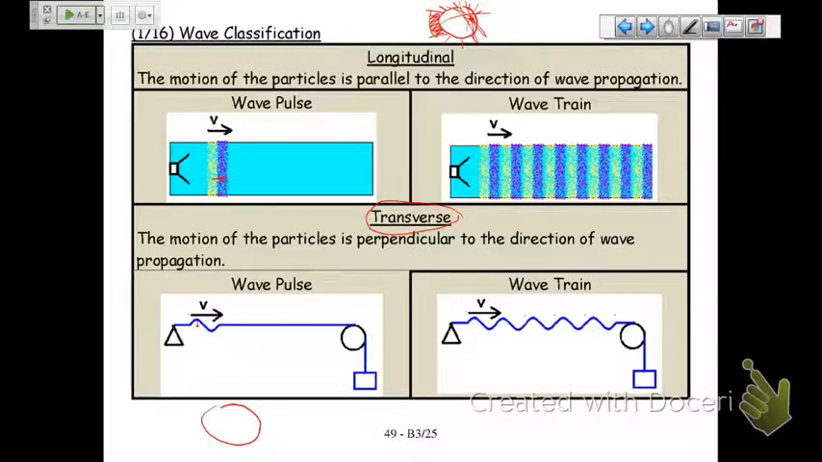I'd like you to know the difference between longitudinal and transverse waves. I'd like you to be able to talk to me about the direction of the particle and the direction of the energy. I'd like you to know that energy is what's transported, not the medium. I'd like you to also know the difference between a pulse and a train. So if you hum, it's a train. If you click your fingers, that's more of a pulse.